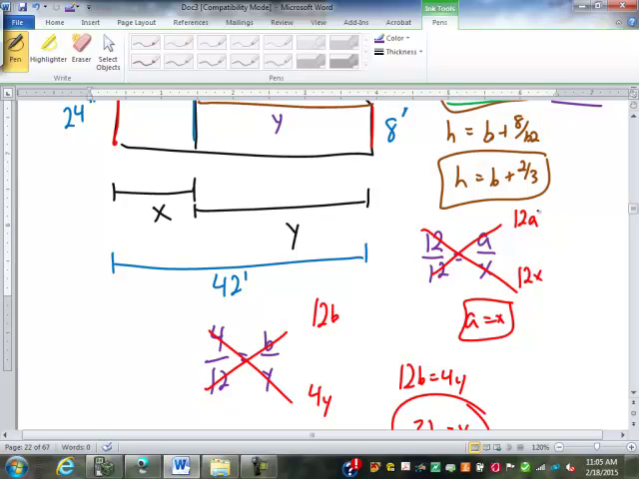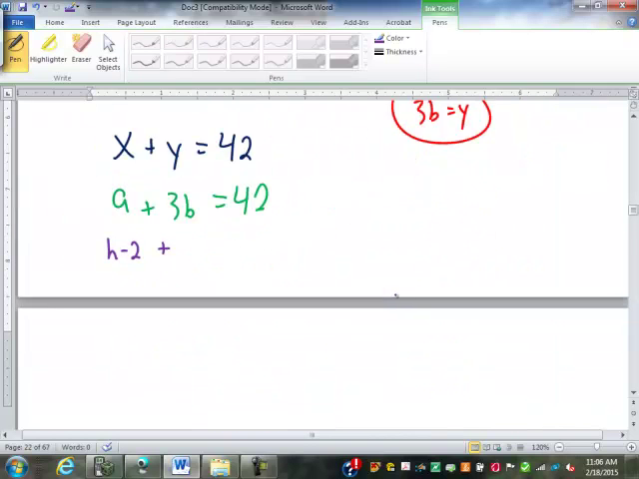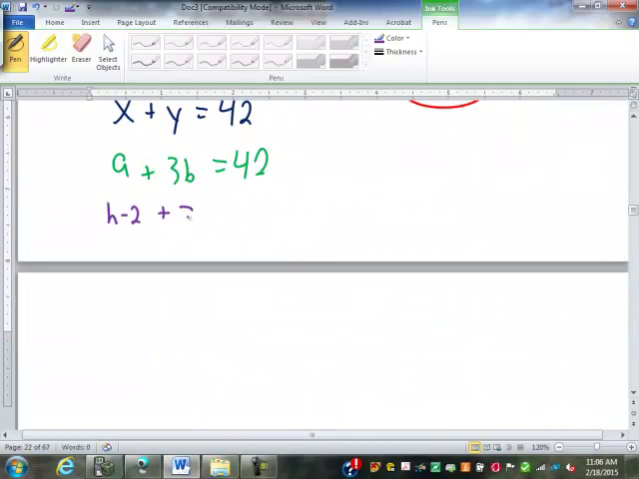Where did you get the 2 from? That's 24 inches, so it's 2 feet. Oh, okay. Then H is B plus 2/3, and the 2/3 is 8 inches, so 2/3 of a foot. Were you trying to FOIL this? No. So anyway, that's 3 times B, which is H minus 2/3, equals 42.